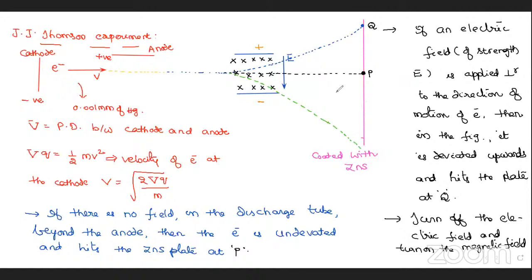But observe here it follows a circular path in the magnetic field. When an electron enters the magnetic field perpendicular to the field lines, it enters into a circular path. While moving in the circular path, it may hit the plate somewhere here. Okay, this is say point R.